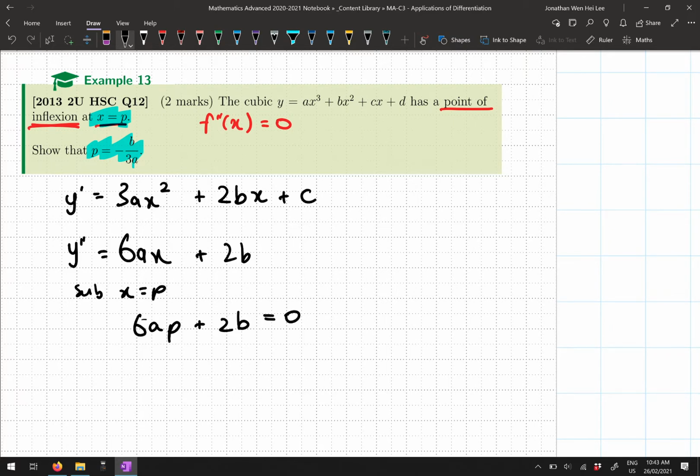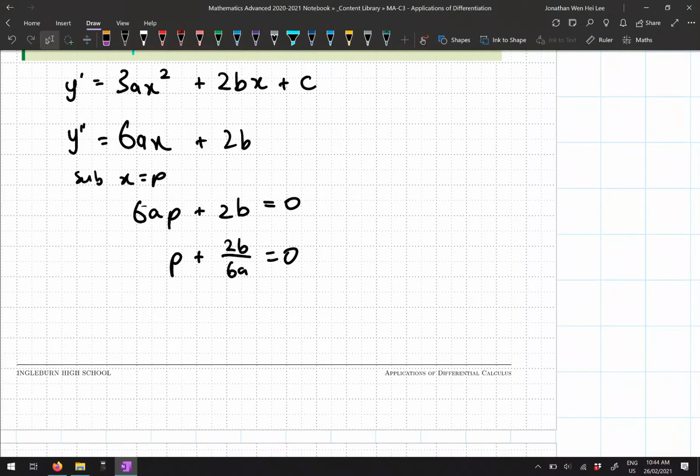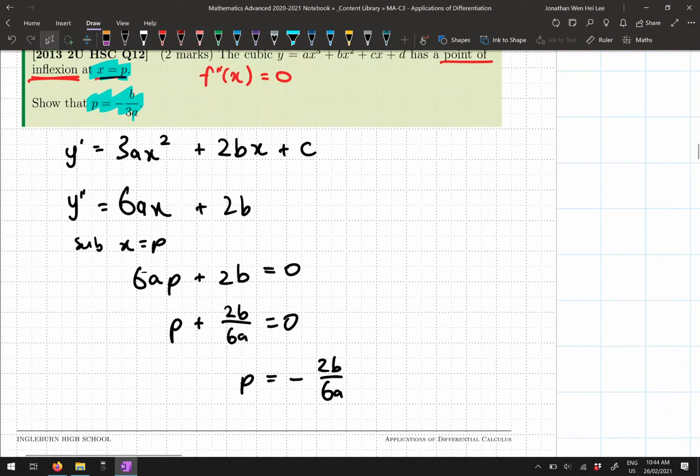Okay, how do I start solving for this? Divide everything by 6a. Okay, we can go P plus 2b over 6a is equal to 0. And then what now? Move the 2b over 6a. And what will I get? Negative 2b over 6a.